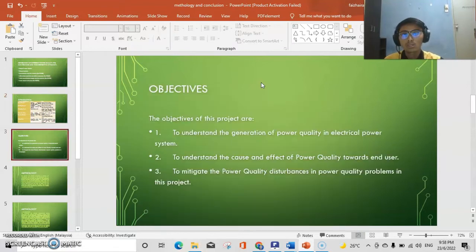Okay, next we go to the objective. The objectives in this project are divided into 3 parts. The first objective is to understand the generation of power quality disturbance in electrical systems. Second, to understand the cause and effect of power quality towards end users. And third, to mitigate the power quality disturbance in this project. So that's all from my part. My friend will continue to present the next part, which is methodology.